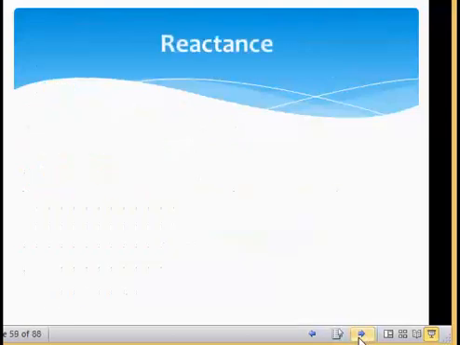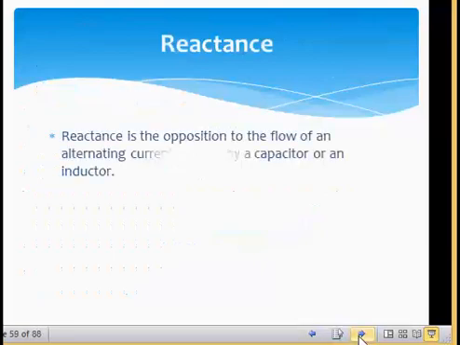Now let's proceed. So we are going to talk about reactance. Now, what is reactance? Reactance is defined as the opposition to the flow of alternating current, which is offered by a capacitor or an inductor. Remember, when we studied direct current, current electricity, we have what is known as resistance. So resistance is the opposition to the flow of direct current, which of course is being offered by a resistor. It's the resistor that actually offers that opposition.